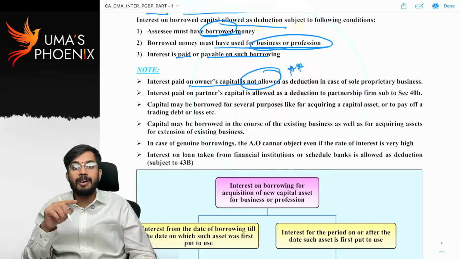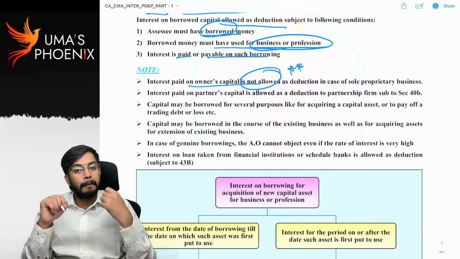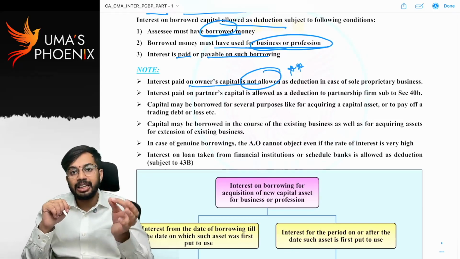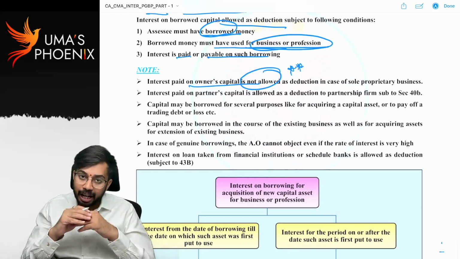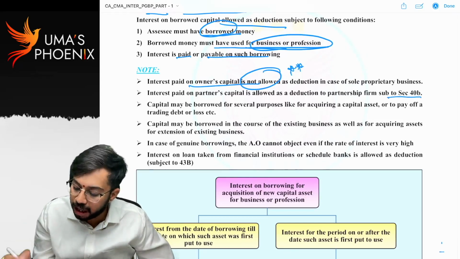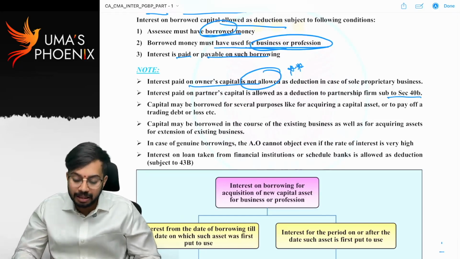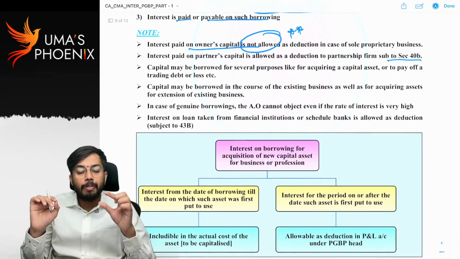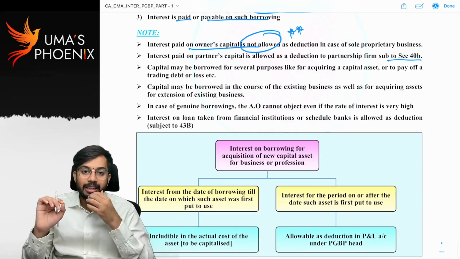However, in case of a partnership firm, if the firm takes a loan from a partner, whatever interest is paid to the partner is allowed as deduction, but subject to section 40B. There are some conditions in 40B. If those conditions are satisfied, interest paid by the partnership firm to the partner is allowed as deduction. See, once I borrow money for the purpose of business, interest is allowed as deduction.